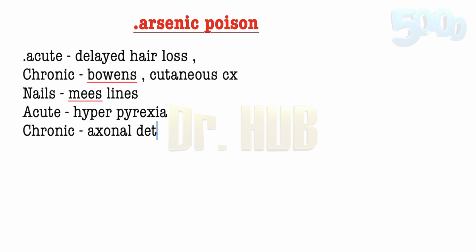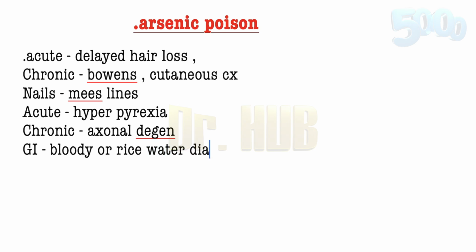Next is the GI. In case of GI, the acute will present as abdominal pain, dysphagia, vomiting, bloody or watery diarrhea, and mucosal erosions. So there's going to be prominent bloody or rice water diarrhea. Next, we look at the chronic. In case of chronic, it will be the nausea, vomiting, diarrhea, as well as anorexia and significant weight loss.